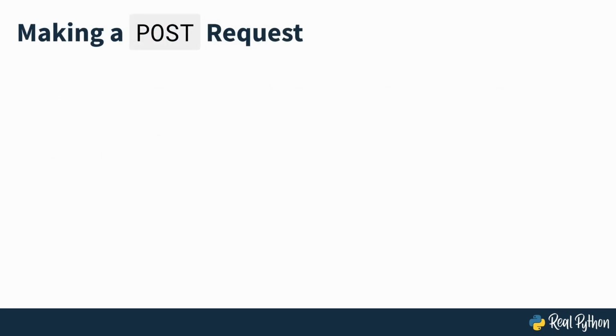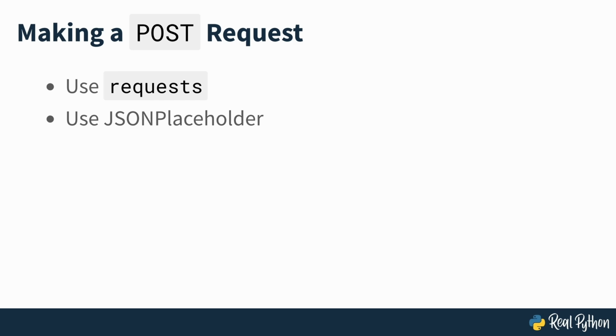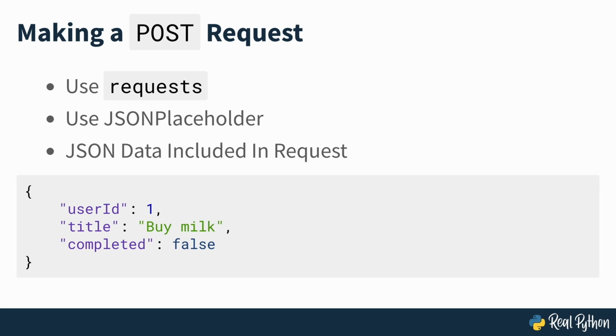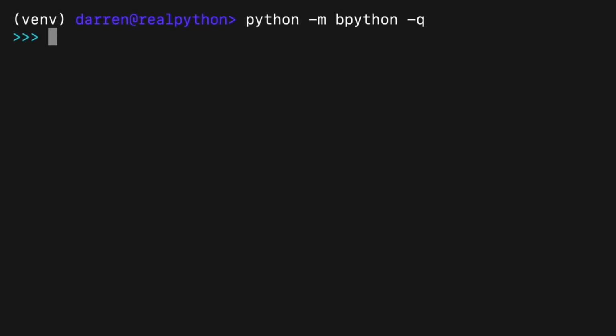You'll now look at how to use requests to post data to a REST API to create a new resource. You'll use JSON placeholder again, but this time you'll include JSON data in the request. On screen, you can see the data that you'll be sending. This JSON data contains information for a new to-do item. Back in the REPL, run the code seen on screen to create the to-do.